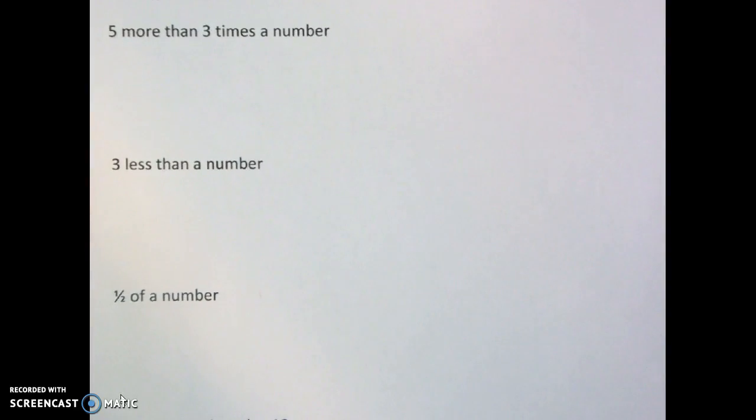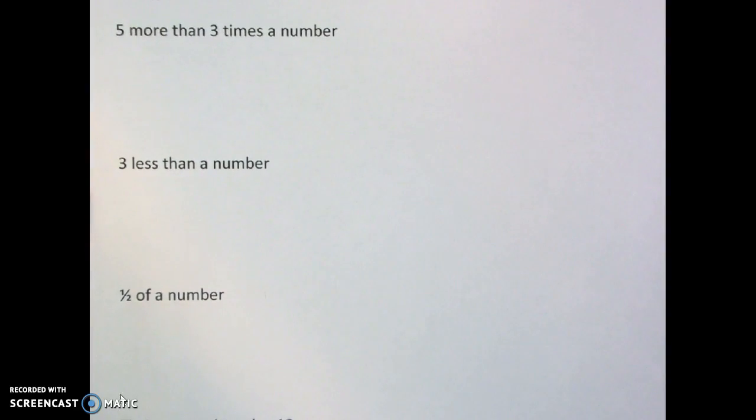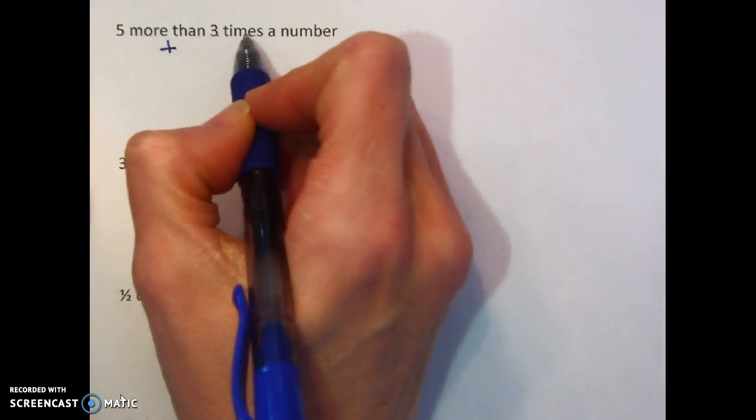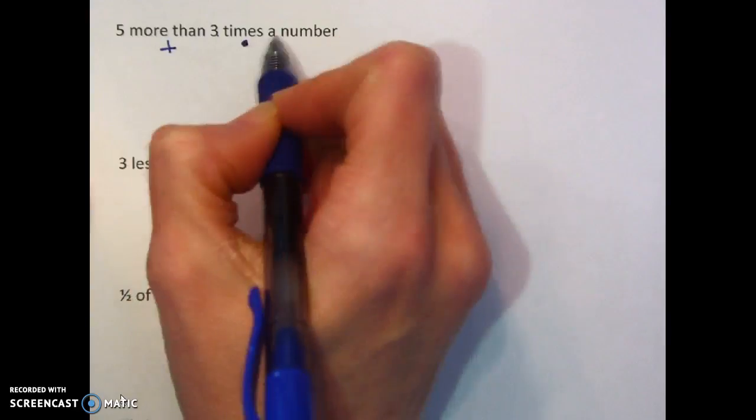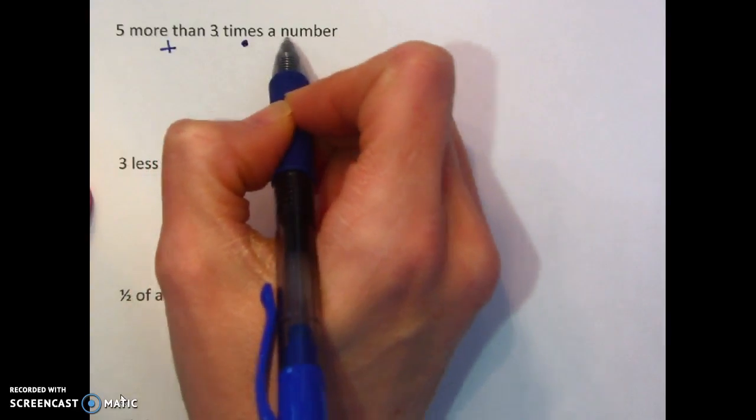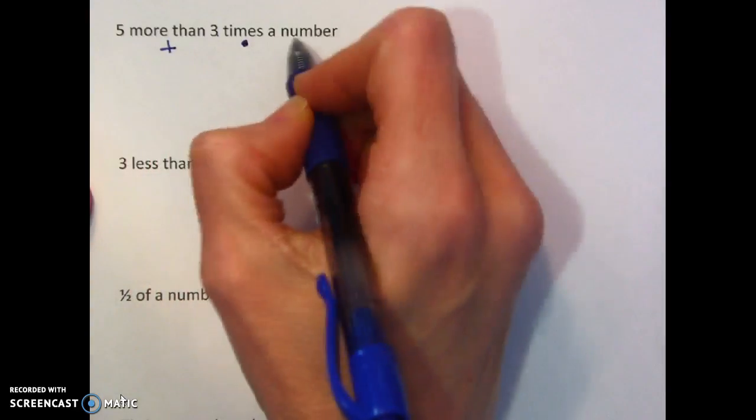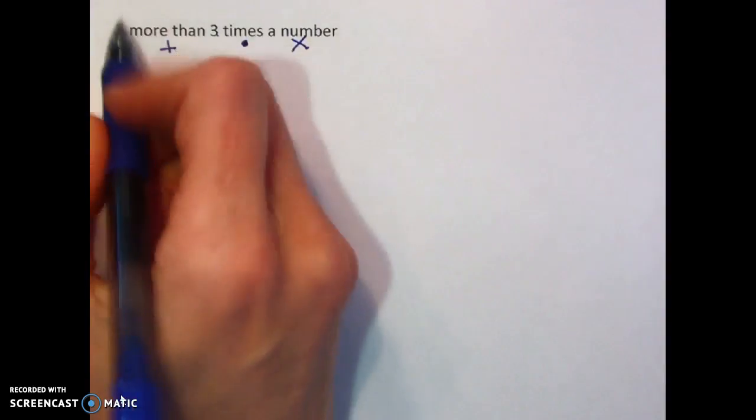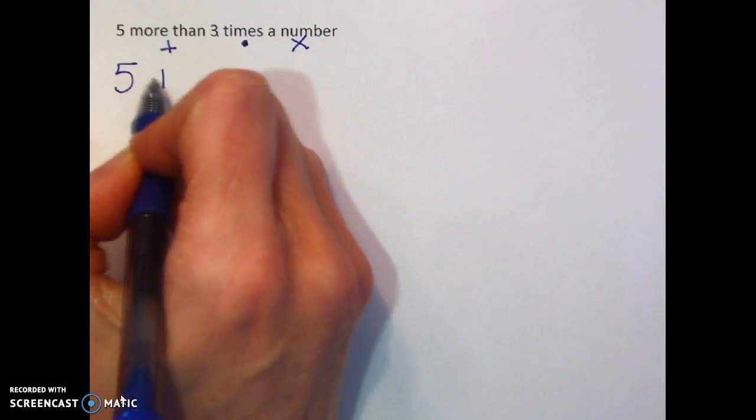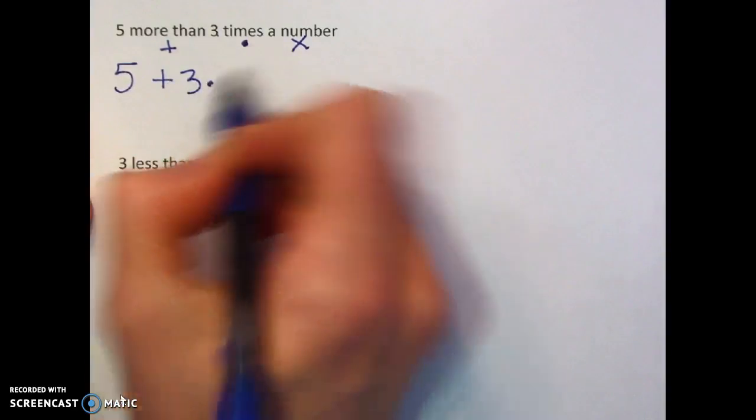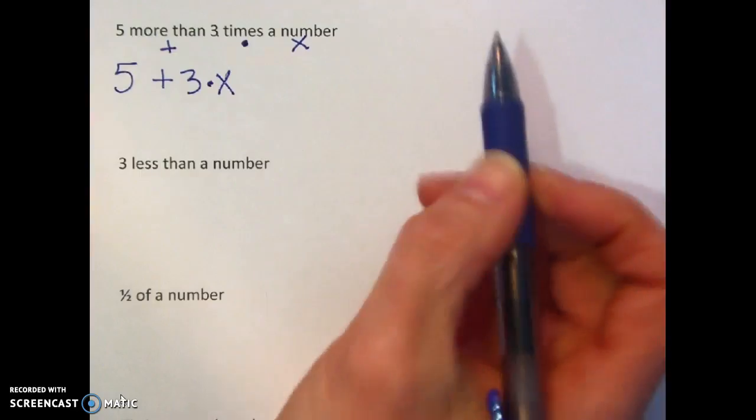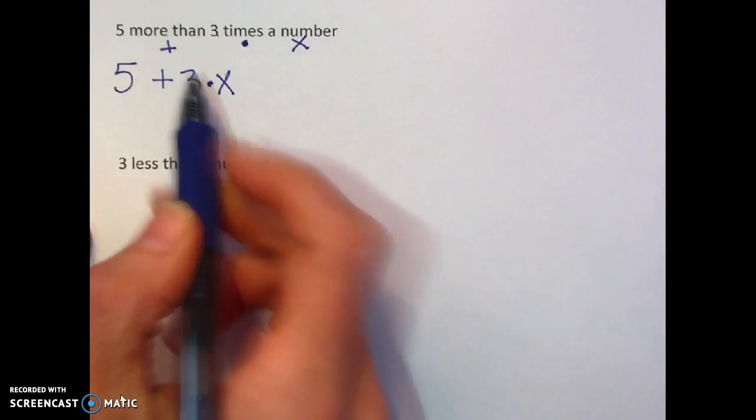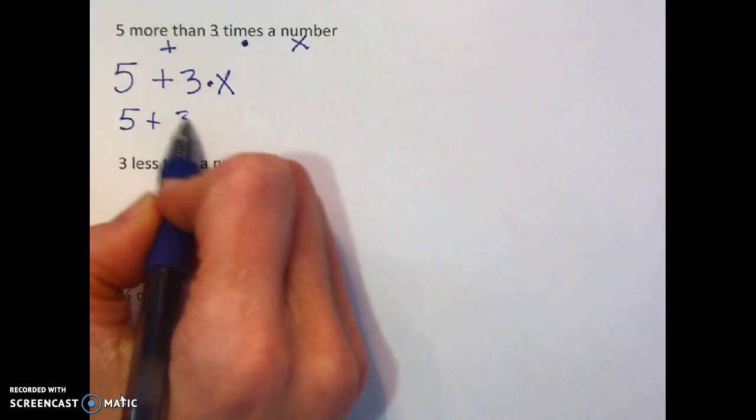Anyhow, here we go. 5 more than 3 times a number. More than indicates addition. 3 times indicates we're multiplying. And anytime we see a number, that's our variable. So that's where we're going to put our X or our N or whatever letter works. So we translate it down: 5 plus 3 times X. And there's our translated expression. Technically this dot does not need to be there, so if you write 5 plus 3x, that's the same thing.